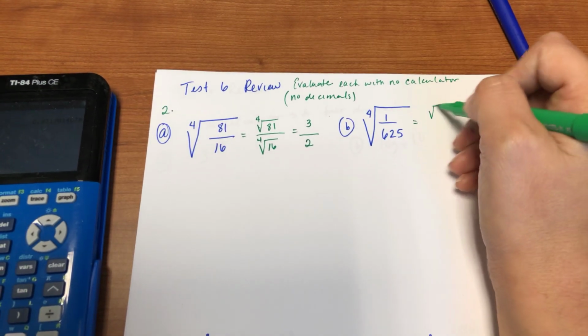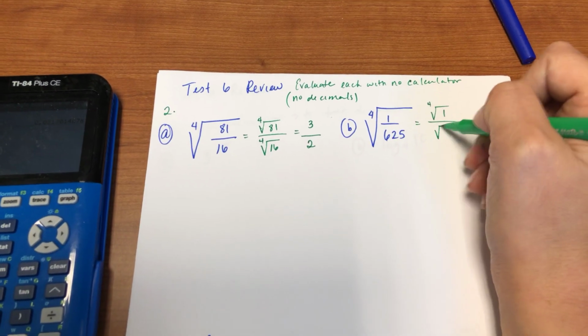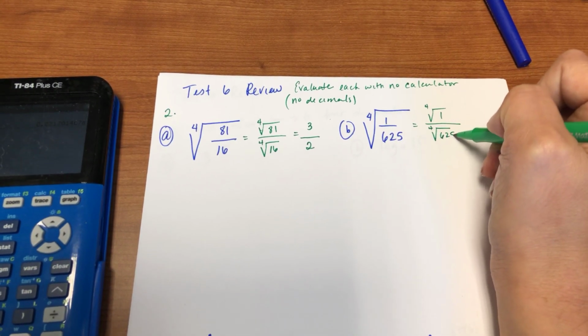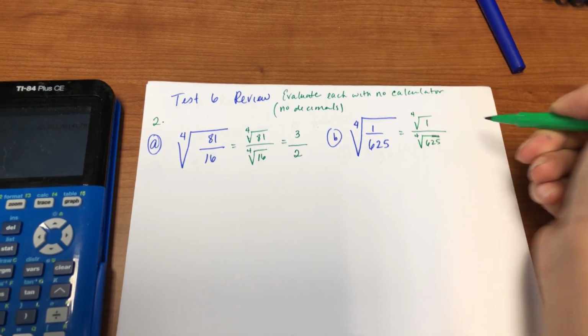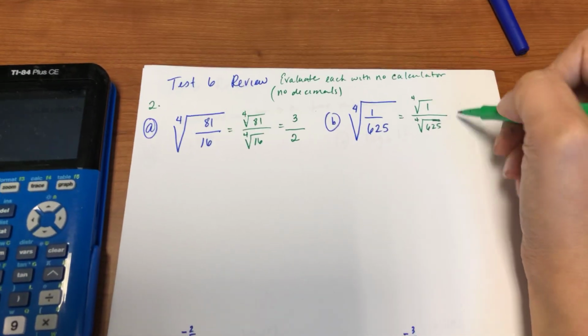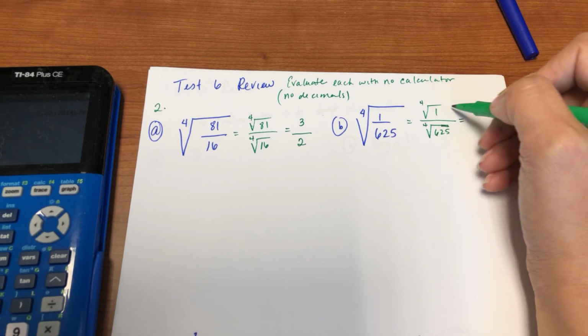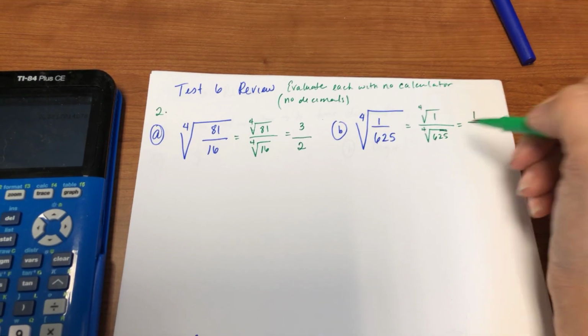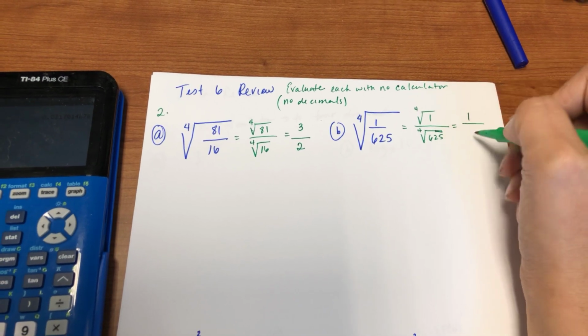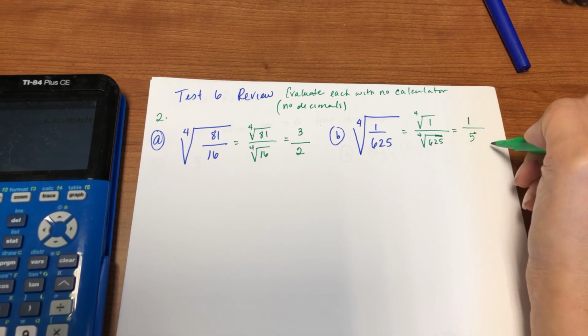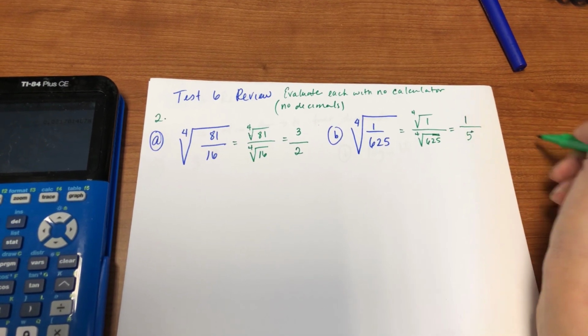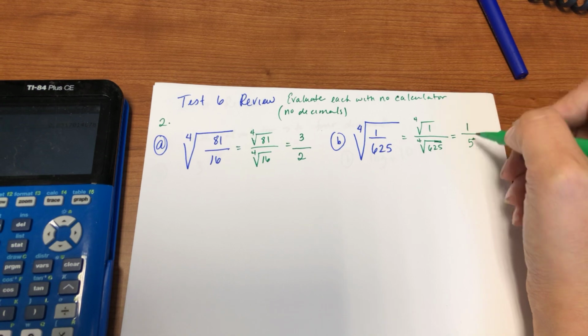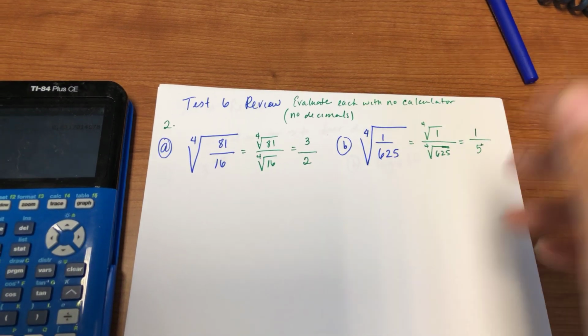Let's look over here. This would be the 4th root of 1 over the 4th root of 625. Don't be alarmed by that number. It's just saying a number times itself that many times. The 4th root of 1 is just 1. That worked out nicely. And the 4th root of 625 is 5, again because 5 times 5 times 5 times 5 would give you 625. And so our answer is simply 1/5.